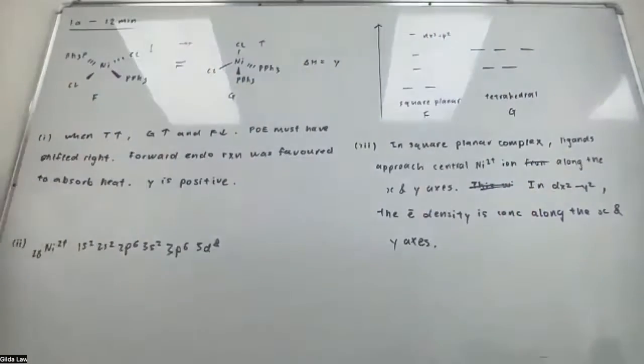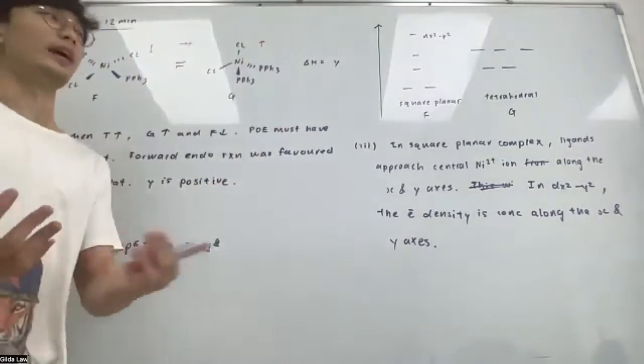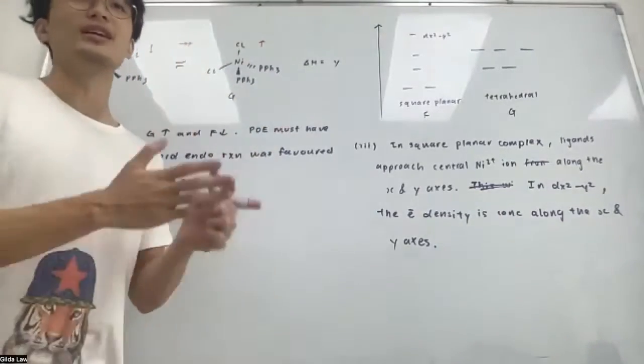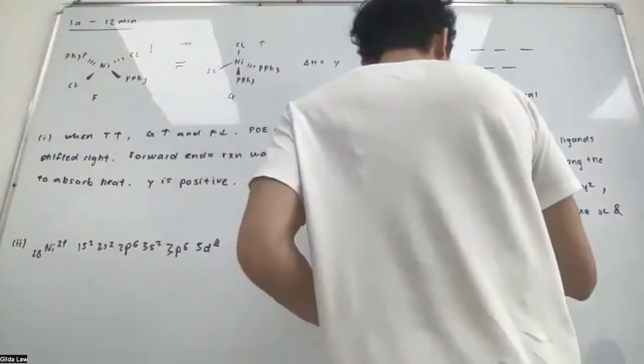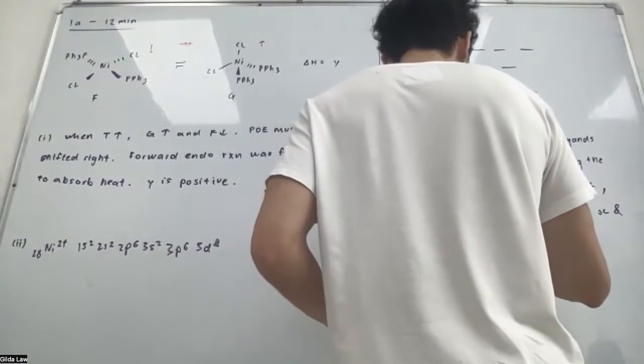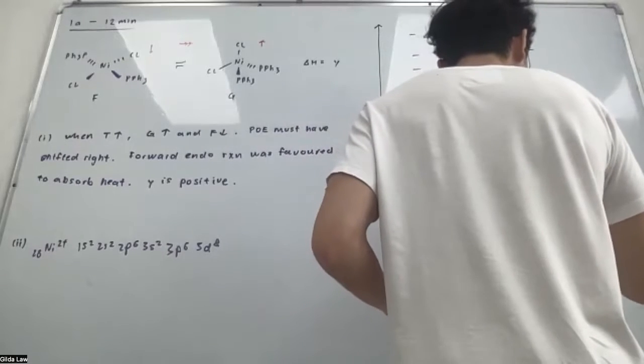So you can see, right? Since the electron density is in the same plane as how the ligands are approaching, it's going to result in very large amounts of repulsions. So you can just say it faces large amounts of repulsions, and that's why it's split to the highest energy level.